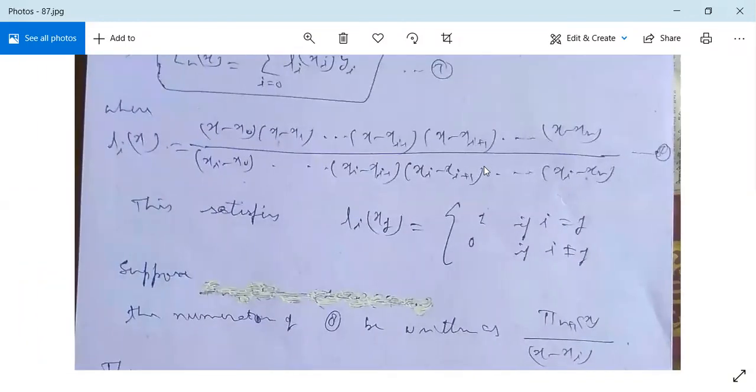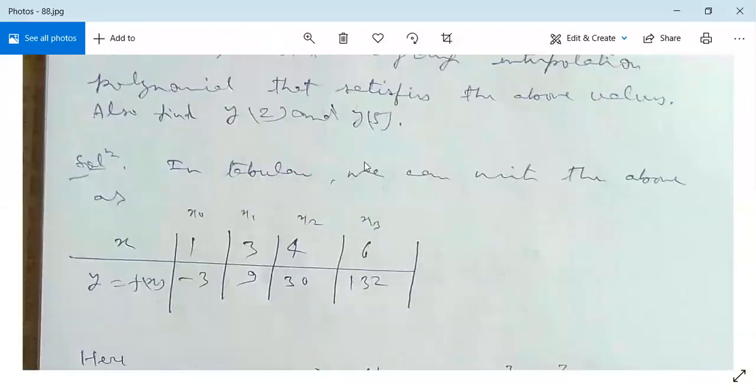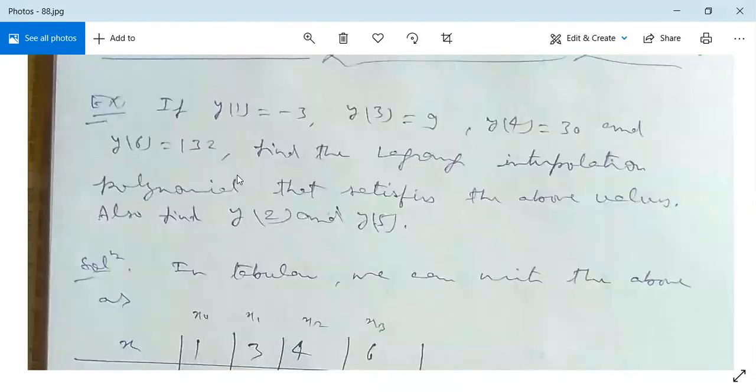See here, we have one example. Example: if y1 is equal to minus 3, y3 is equal to 9, y4 is 30, and y6 is 132, find the Lagrange interpolation polynomial that satisfies the above values, and also find y2 and y5. It is not written in tabular form, but you can write it in tabular form.